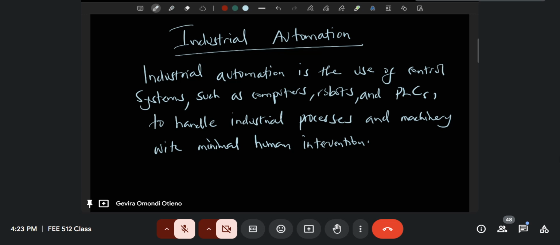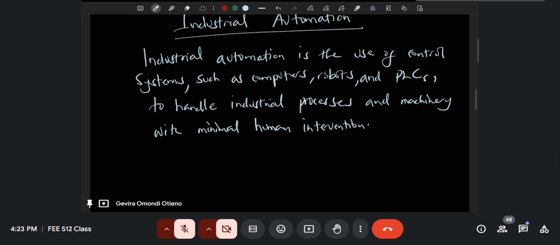So industrial automation is about making industries smarter, faster, and more efficient, because all you want is profitability. You want to produce with the minimum cost of production, but produce the maximum product, quality products, and you do it consistently. So that is why industrial automation comes in.